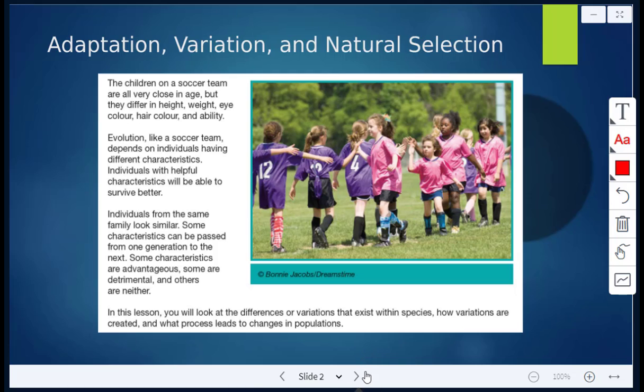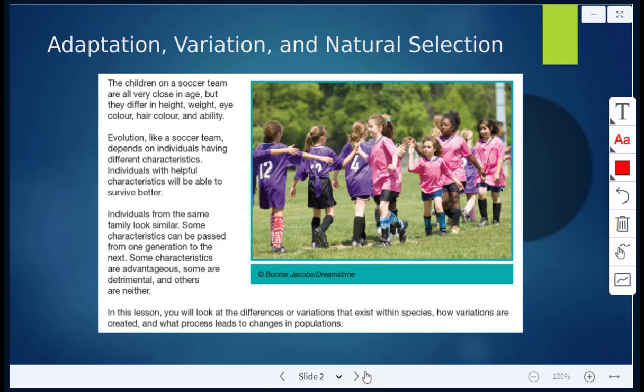All right, so here we're just looking at some children on a soccer team, very close in age, but we can see there's lots of differences there, for example, in their heights, their weight, their eye color, their hair color, their ability, skin color would be another one. So evolution, just like the soccer team here, depends on individuals having different characteristics. Individuals with helpful characteristics for their environment will be able to survive better.